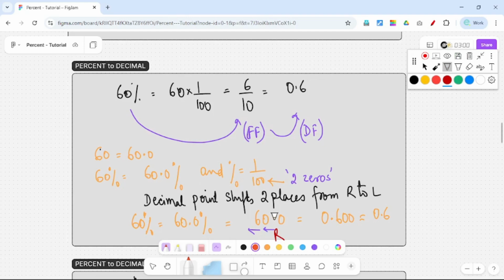So the decimal point goes, this is the first place, then second place. So the decimal point goes over here. So this becomes 0.600 or 0.6. That means a percentage number will have two zeros in the denominator. Therefore, you can directly shift the decimal point two places from right to left.